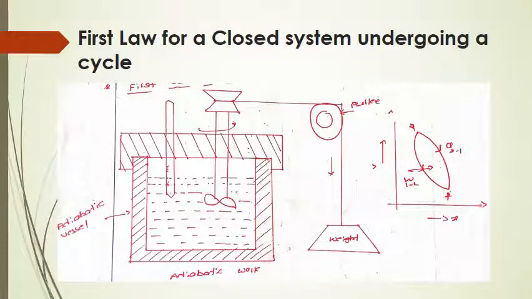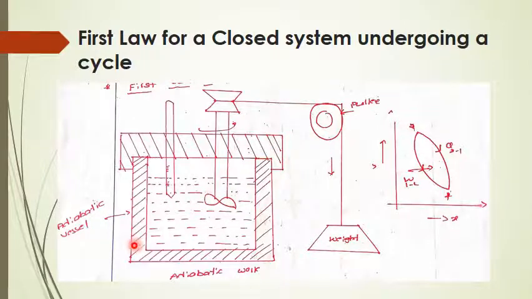Now let us have a look at the first law for a closed system undergoing a cycle. Here let us consider a closed system which consists of a known mass of water contained in an adiabatic vessel having a thermometer and a pulley and weight arrangement. This system is completely insulated from the surrounding, so we call it an adiabatic vessel. Adiabatic vessel means there is no heat transfer from system to surrounding and surrounding to system. The system also consists of a thermometer to measure the temperature of the system, and a weight and pulley arrangement. This is the arrangement we have.